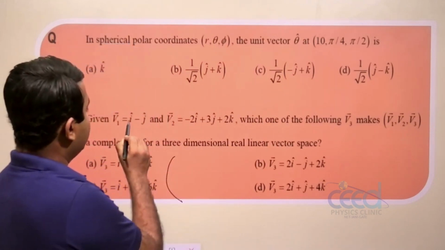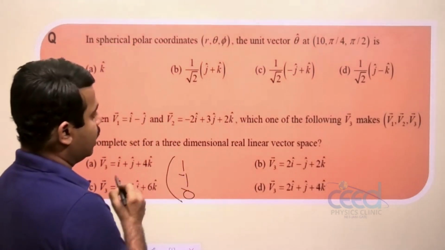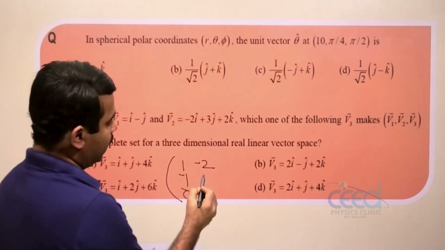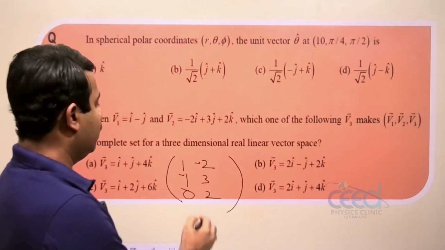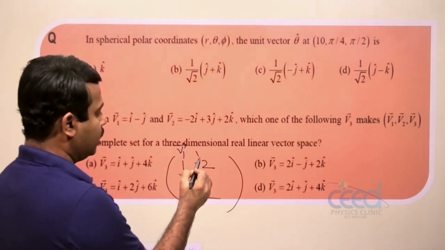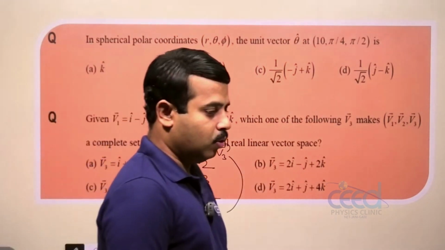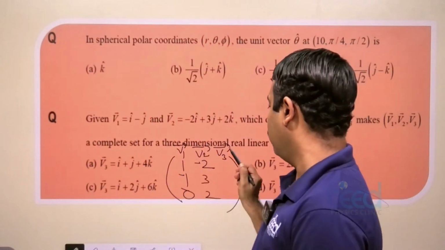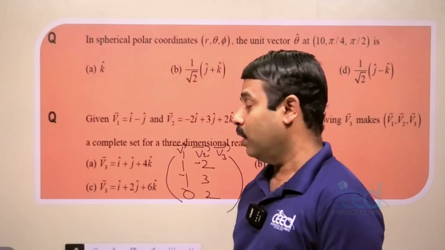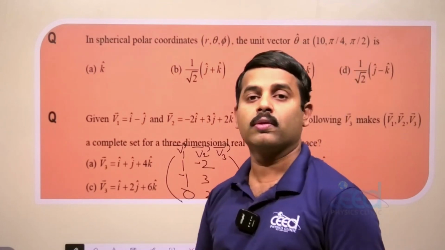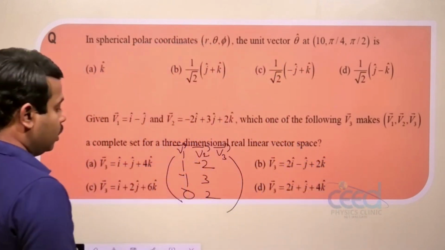For v1, the i cap coordinate is 1, the j cap coordinate is minus 1, and the k cap is not there, so 0. Here v2 is minus 2, 3, 2. This is the matrix formed by the v1 vector elements and the v2 vector elements. Now we require one more vector, v3. You can choose it randomly, but after putting in these values, the determinant should not be 0.